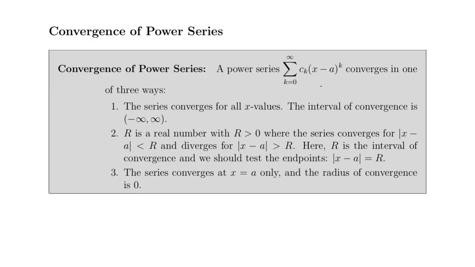So, 3 types of convergence of a power series. The series could converge for all the x values. That's like what we found in that first example. So the interval of convergence is -infinity to infinity. The second case is that we might actually have some finite radius of convergence. R is a real number. It's got to be positive. And we have that the series converges for some interval where the distance between x and a is less than r, and it diverges for the distance between x and a being bigger than r. Notice we don't have any statements about what's happening when the distance between x and a is equal to r, so that's where we have to test those endpoints. Make sure that you do that.